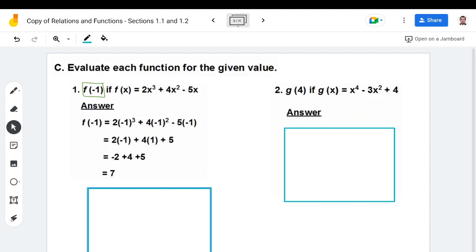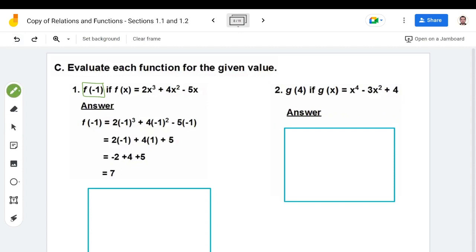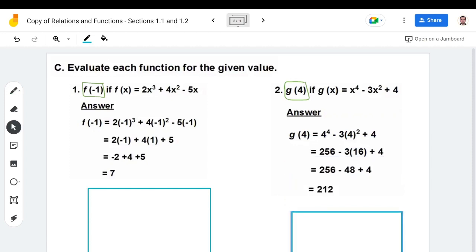Okay, for the second one, it's saying g, which is x. I don't know if the screen is lagged. Choose 4. So what's the answer? Okay, so let's remove this one and see. So this is the final answer. Okay, another one.